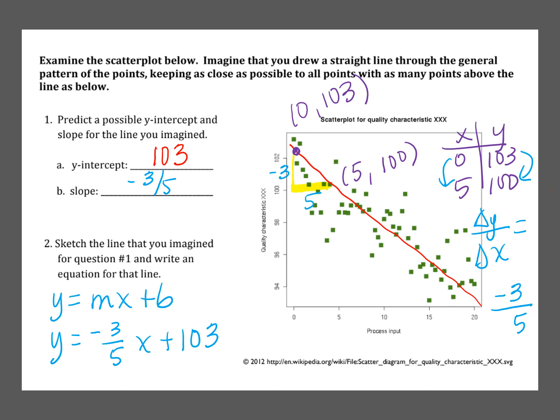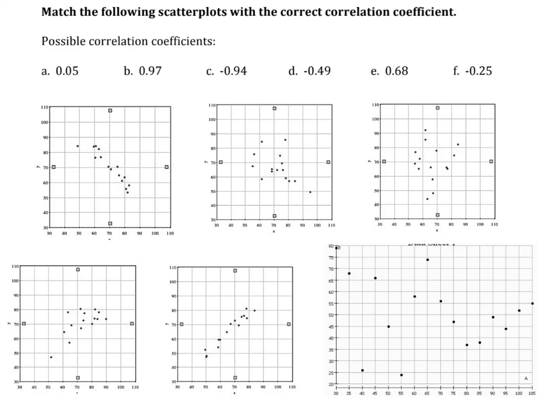So again, just kind of connecting some prior learning to our scatter plots. All right, and this will be our final practice for today. I have given you 6 different graphs and 6 possible correlation coefficients, and this is matching.